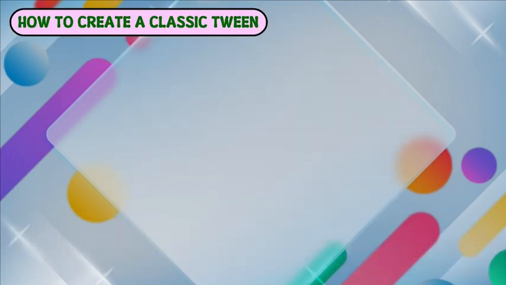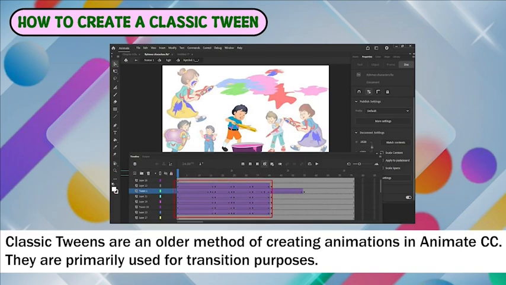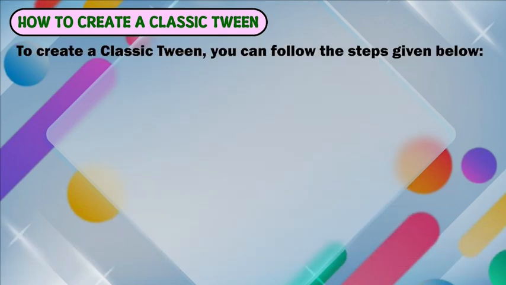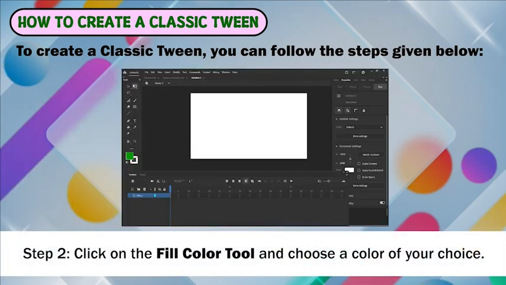How to create a classic tween. Classic tweens are an older method of creating animations in Animate CC. They are primarily used for transition purposes. To create a classic tween, you can follow the steps given below. Step 1. First, create a new Animate CC document. Step 2. Click on the Fill Color tool and choose a color of your choice.